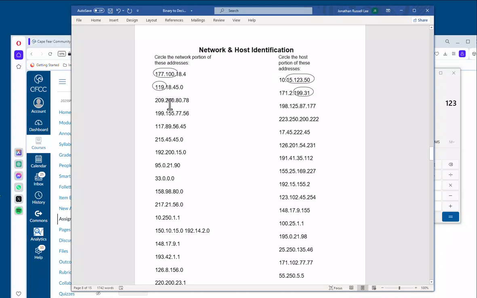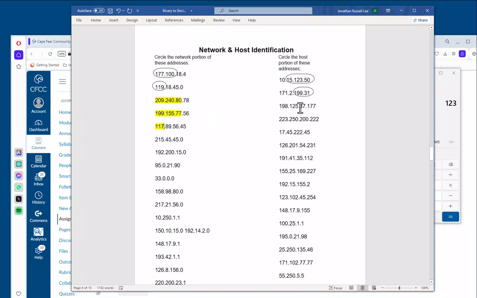So on this side, we're going to highlight the network address. Remember, this 209 is a class C, so we're going to highlight this just like that. This is also a class C, so we highlight the network portion. This one here is a class A, so we just highlight the network portion. Okay, and just keep going down through here like that.